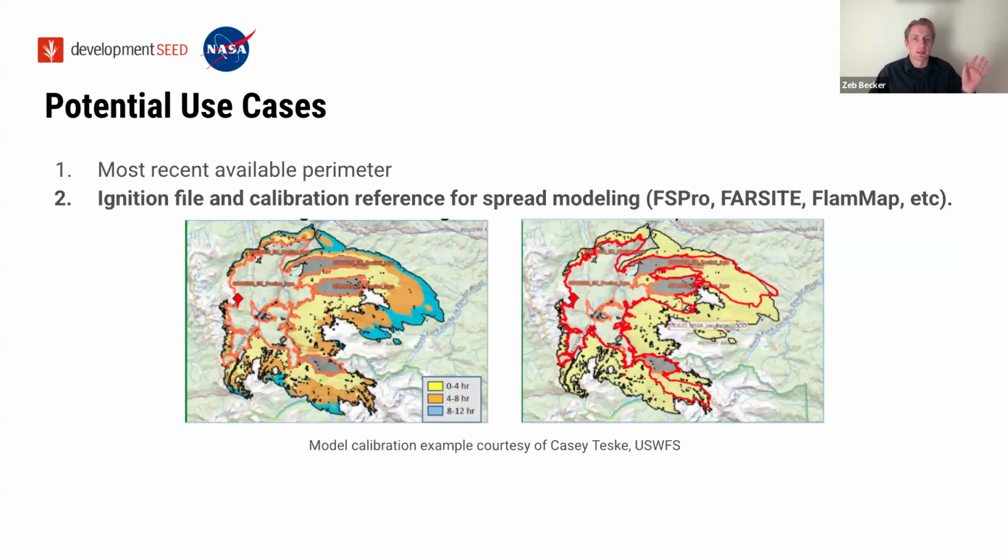So that's kind of the most obvious use: it could get people perimeters when they otherwise wouldn't have perimeters, and that can be useful for a lot of reasons. One particular use case that I wanted to call out here was calibrating the fire spread models that FBANs and LTANs use to predict the probability that a fire will spread into different places and predict where it's going to go.